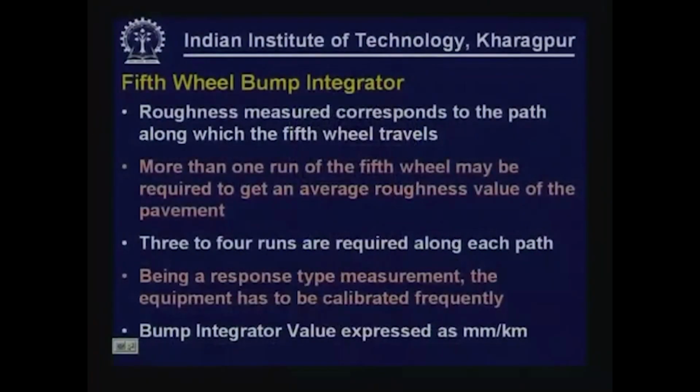So, it is necessary to calibrate the value obtained from a roughness measuring machine such as the fifth wheel bump integrator, which is a response type equipment. This has to be calibrated so that we know the corresponding standard value that we are going to refer to. Bump integrator value is normally expressed as millimeters per kilometer. Millimeter is the vertical cumulative stroke of the suspension system of the fifth wheel bump integrator, and kilometer is the total distance covered.